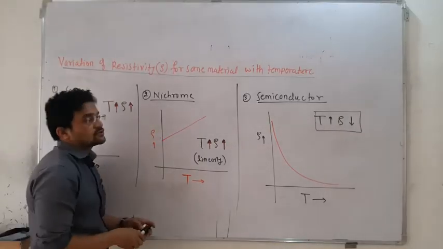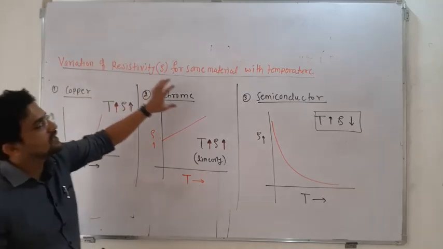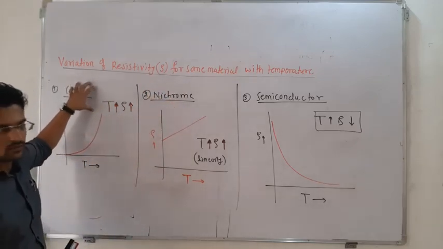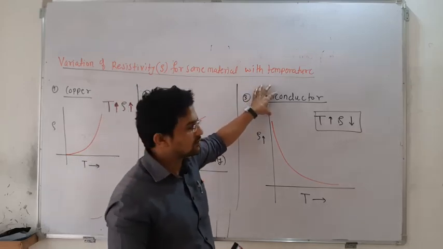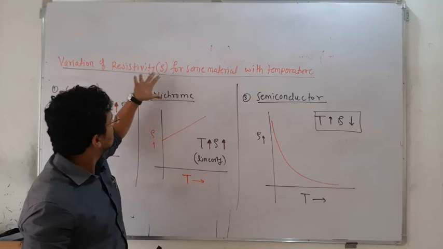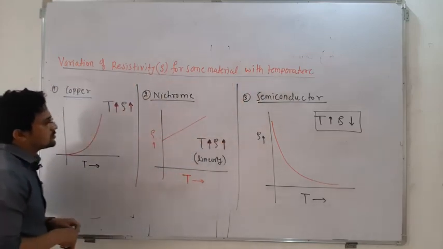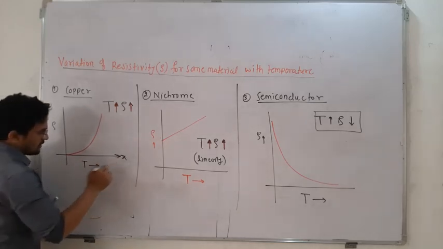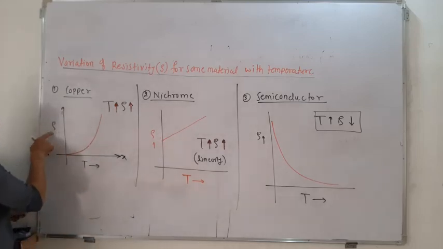And the last one. We will see how the resistivity of some materials depends on temperature. Some materials means there are proper metallic materials, alloys, and semiconductors. How does their resistivity depend on temperature? I already told you, so we will see the graph. Along the x-axis you have temperature, and along the y-axis you have resistivity.